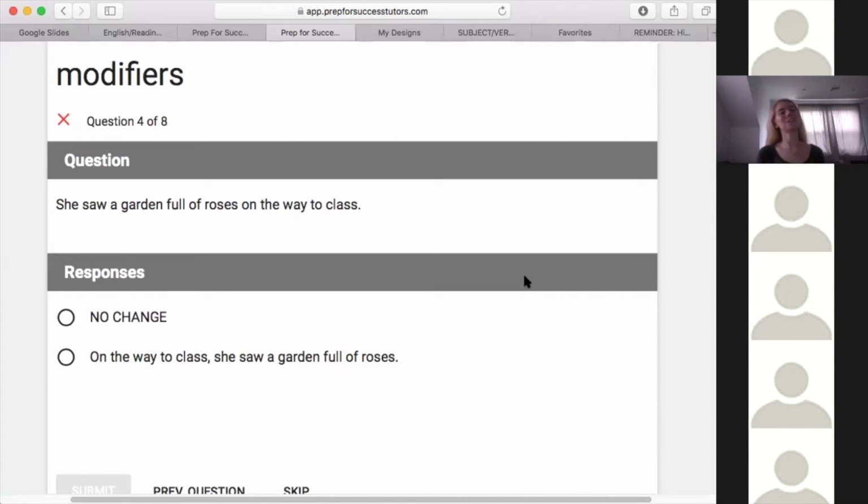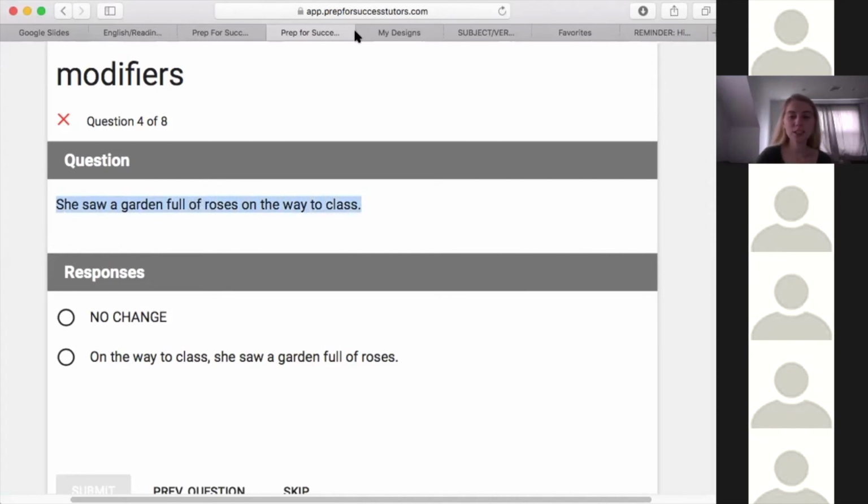Right. So let's take a look at this because I'm seeing some people say A, some people say B. So it's almost kind of split evenly between which ones you guys think. So let's take a look. So let's just first start with A. Let's just go in order. So we said, she saw a garden full of roses on the way to class.